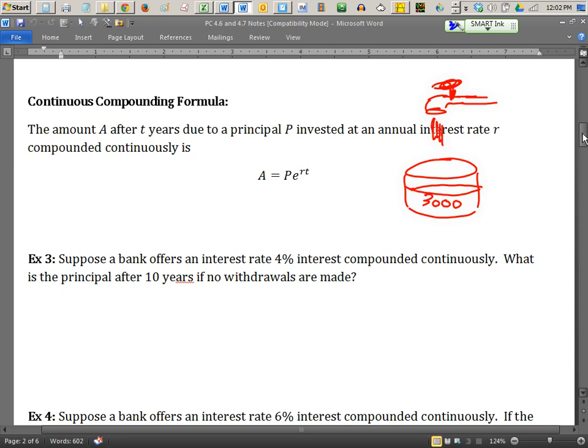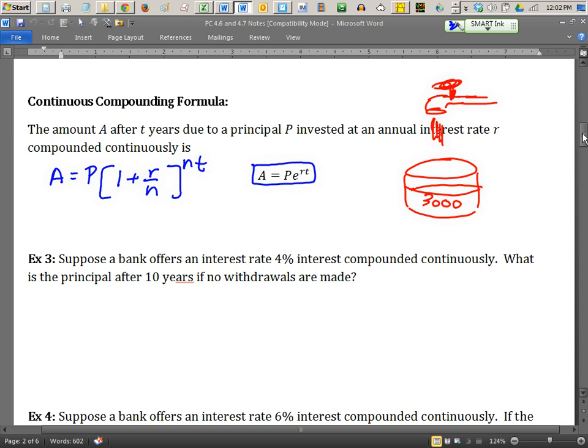So here's a brand new formula for you. It actually looks fairly similar to the last formula. The A's on the left, the P's on the right. There's a base here. There's a power. Let's look at the differences between these formulas. The first formula you learned today was this one.